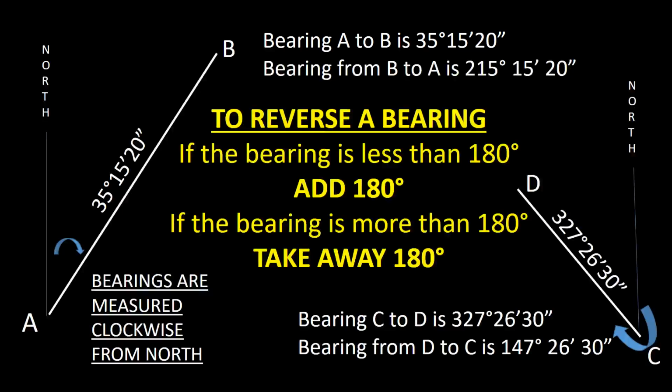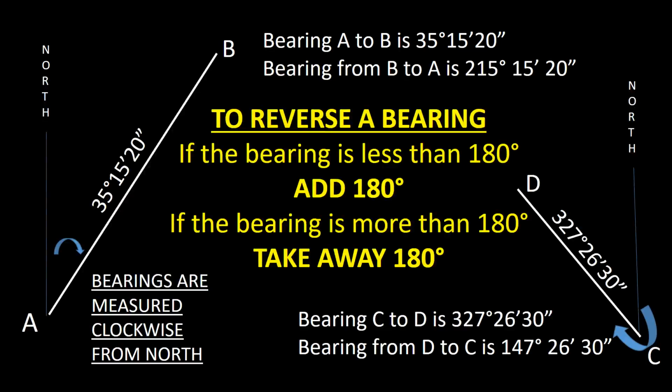But if we wanted to look at the bearing D to C, well, that's not obviously going to be 327, 2630. So we take 180 off, and 327, 2630 minus 180 is 147, 2630. So to reverse a bearing, if the bearing is less than 180 degrees, add 180. If the bearing is more than 180 degrees, take away 180. It's all fairly simple. And if you make a mistake, it probably doesn't matter.